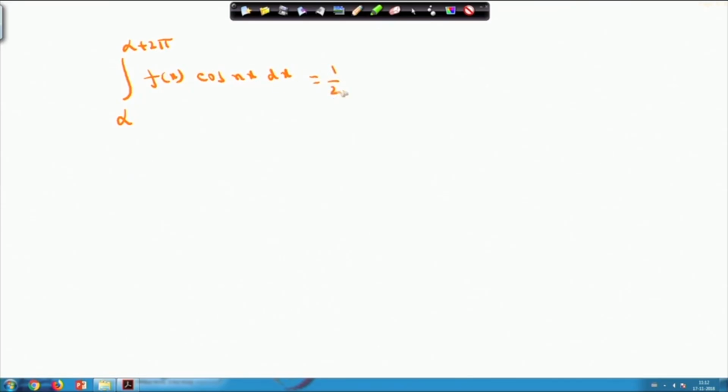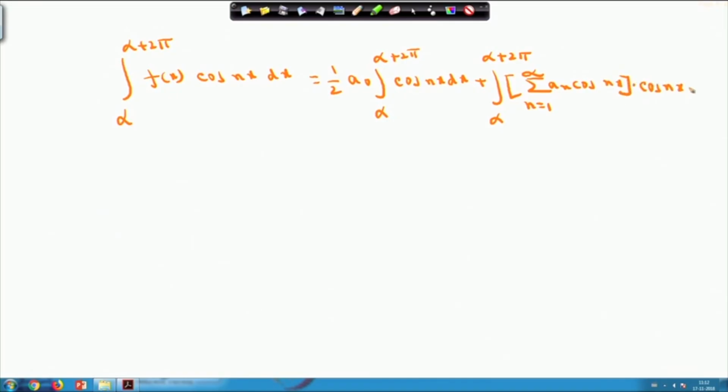On the right hand side you will get half a naught times the integral from alpha to alpha plus 2 pi of cos nx dx, plus the integral from alpha to alpha plus 2 pi of summation n equals 1 to infinity a_n cos nx into cos nx dx, plus the integral from alpha to alpha plus 2 pi of summation n equals 1 to infinity b_n sin nx into cos nx dx.